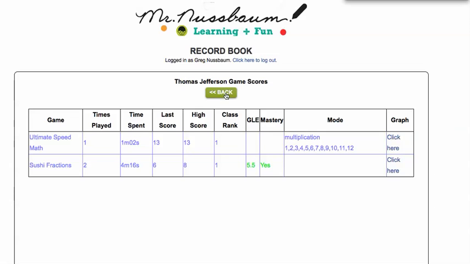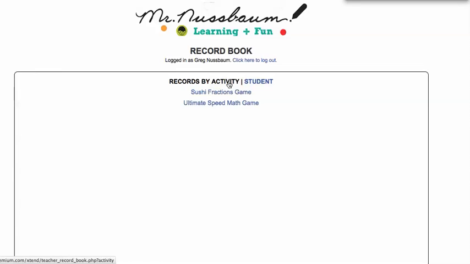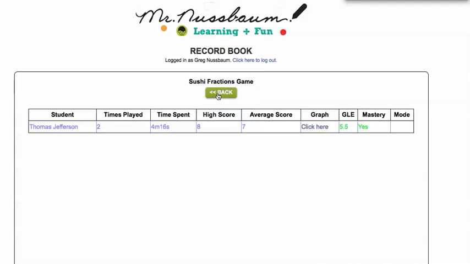If I go back, okay, let's try it again. Go back and I sort by activity, you can see the grade book looks just slightly different. I'm going to do that twice, I guess. And if I click on the Sushi Fractions game, it tells me what student or what students played that game, and it gives me similar stats.